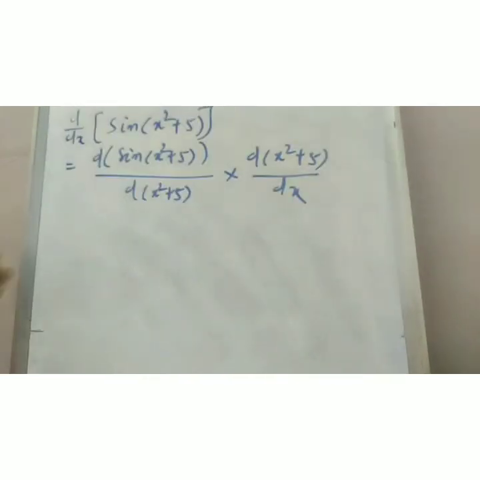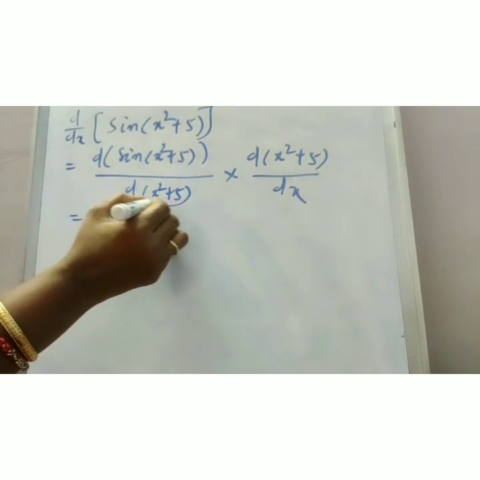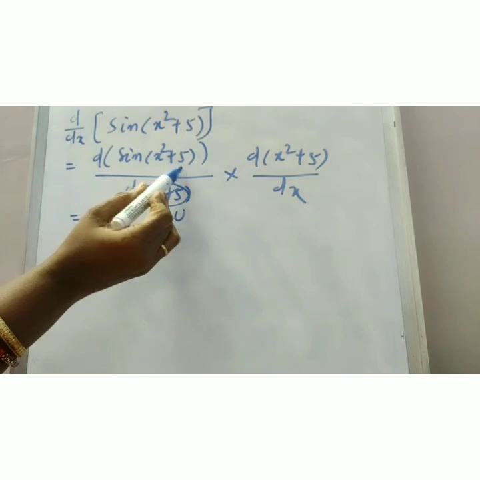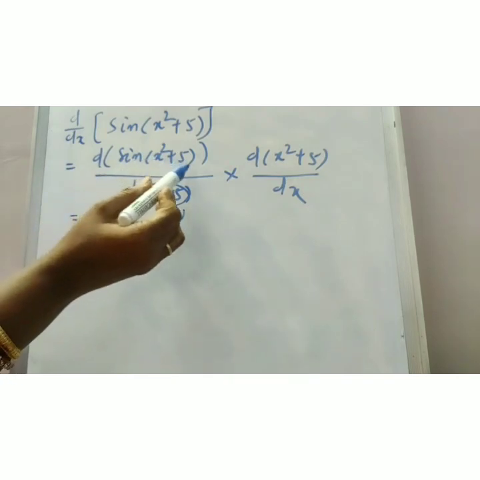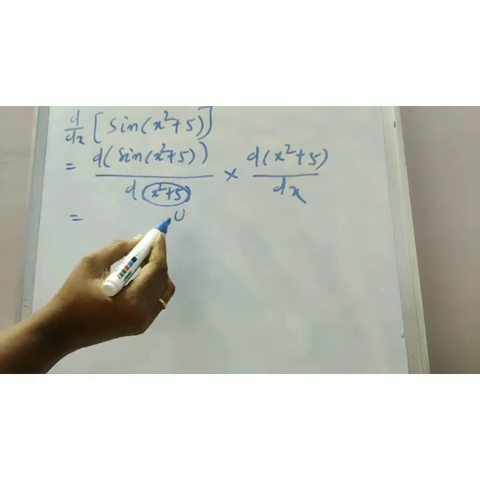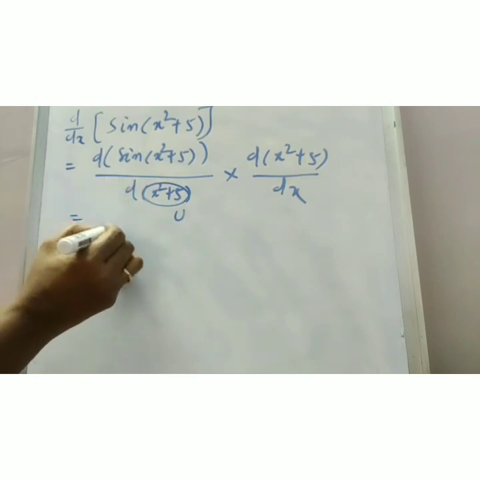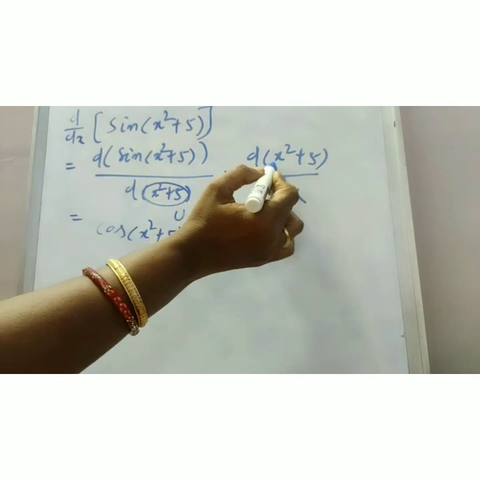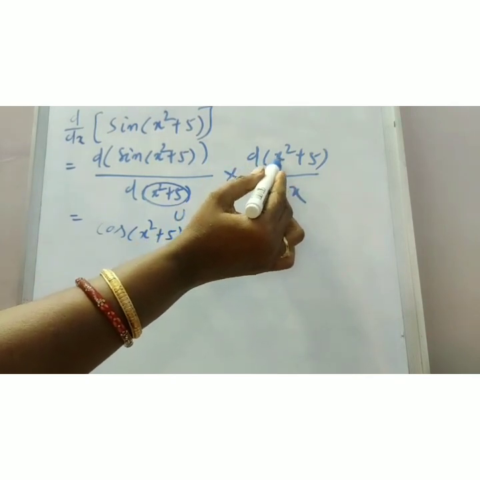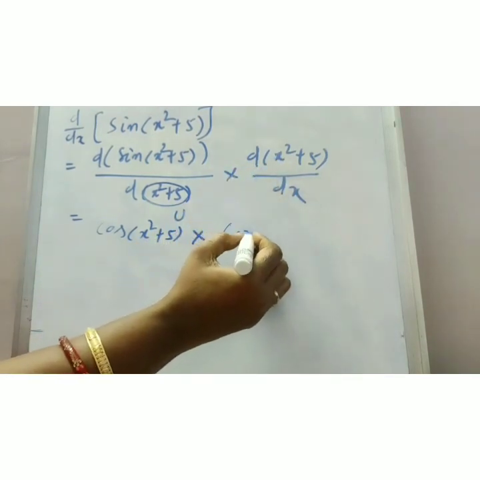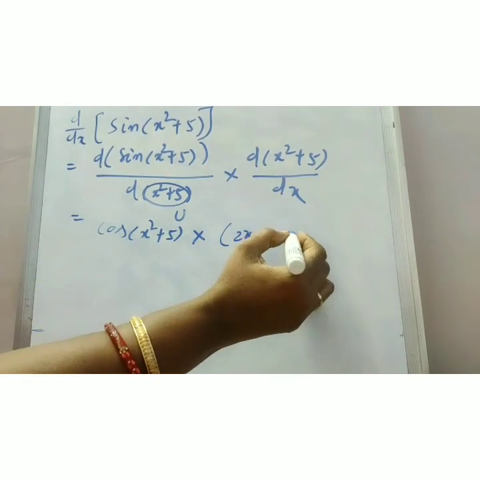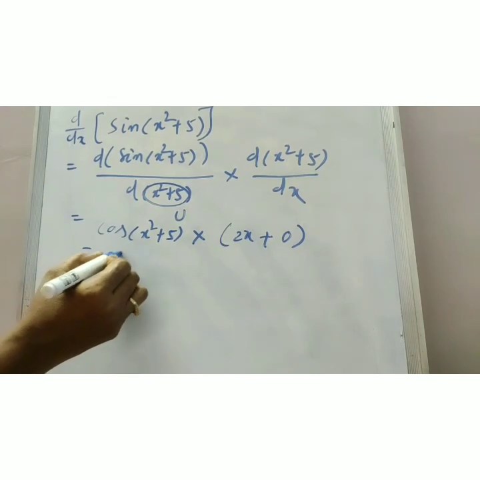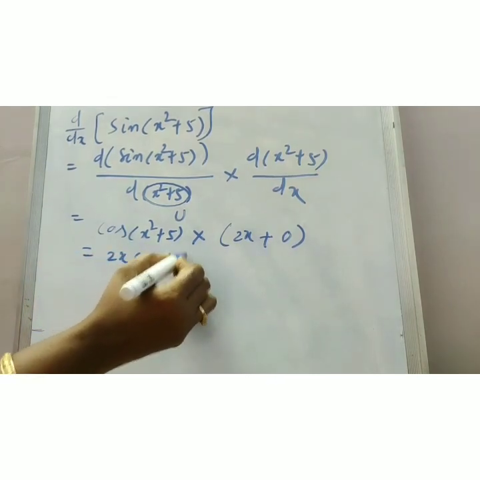So that is equal to, suppose x square plus 5 is your u, then the derivative of sin u with respect to u. What is the derivative of sin u with respect to u? This is your cos u. So it becomes cos x square plus 5 into, what is the derivative of x square? You know the derivative of x square is 2x, plus the derivative of 5 is 0. Why? Because 5 is a constant. So this becomes 2x into cos x square plus 5.